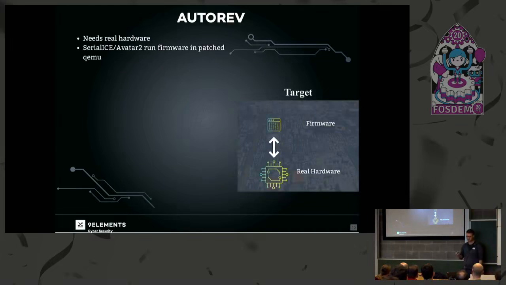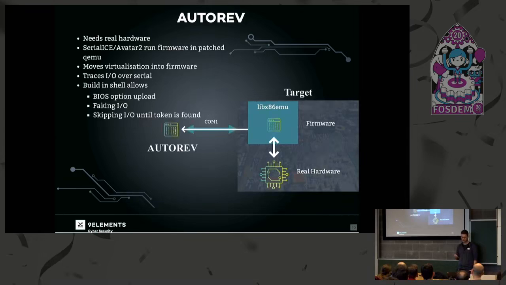Okay, so what do we need to do? We run it on real hardware, and there are similar projects like Serial Eyes and Avatar too, that put the firmware inside a patched QEMU, but that's something we haven't done. So we put the emulation inside the firmware. In this case, it's a library called libx86emu, and it allows us to trace I/O and send it over the serial port. It also allows us to upload BIOS options, like change it to fake I/O or skip I/O.